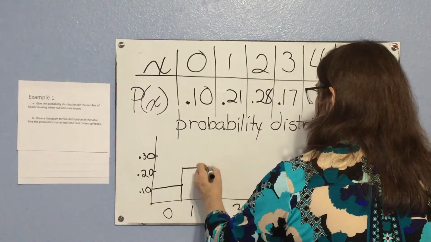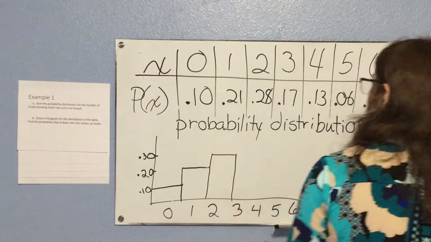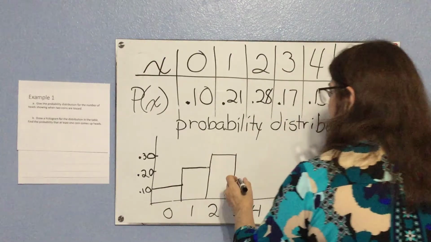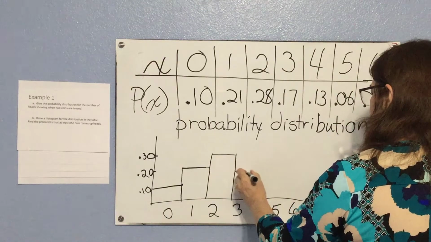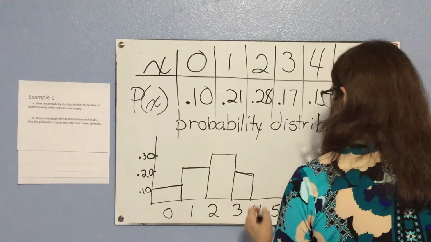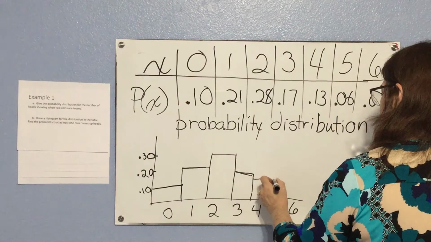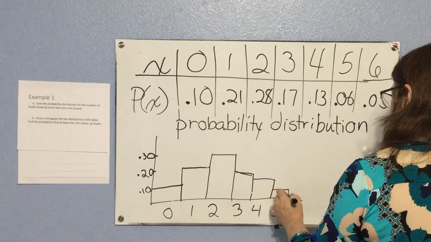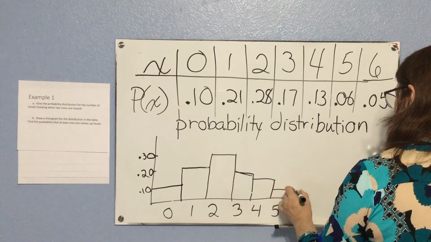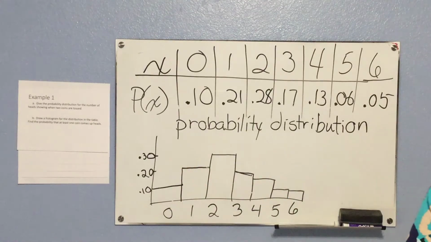0.28 would be just a little bit higher. 0.17, a little bit lower than this one. 0.13, higher than this, but not as high as this. 0.06 and 0.05, just very slightly less than 0.06. So this is a histogram for that information.